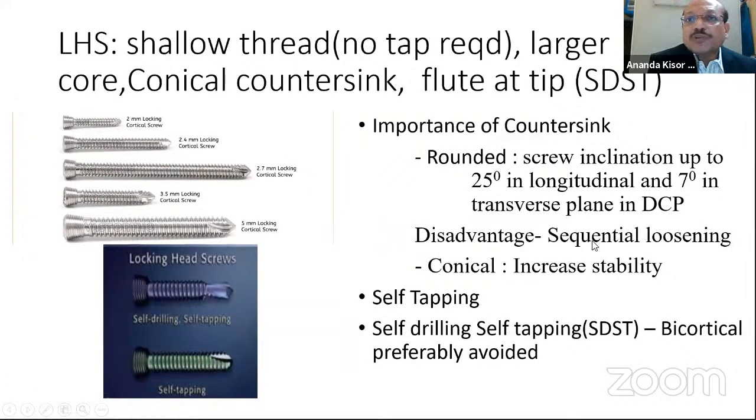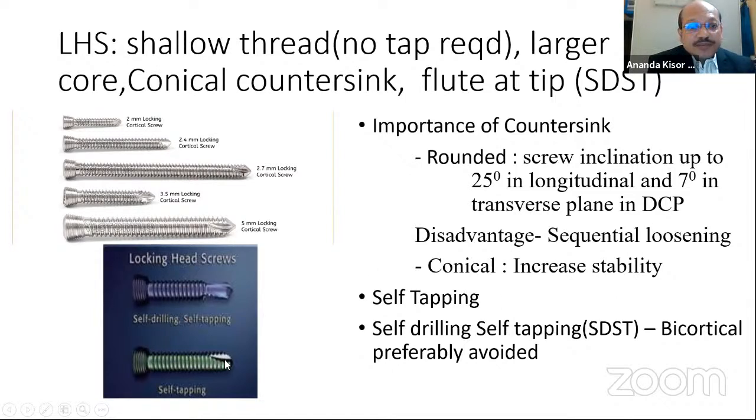So, the importance of the countersink. If it is a rounded one, and the screw is inserted in an oblique fashion, even without going through the plate, that screw inclination will ultimately lead to sequential loosening of the screws from proximal to distal. Ultimately that will lead to implant failure. Whereas with this conical countersink, if it is inserted in the conical hole of the plate, that causes very stable fixation and increases the stability.